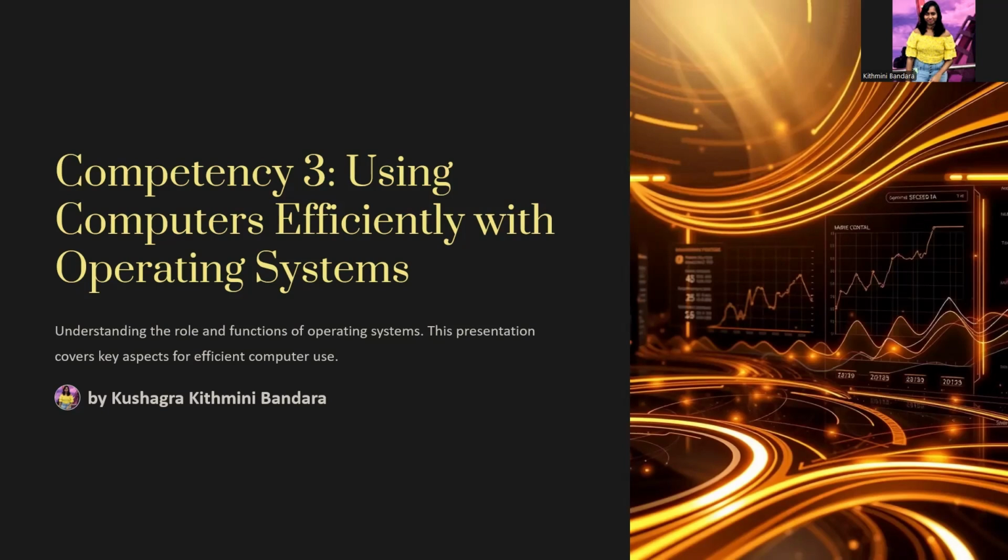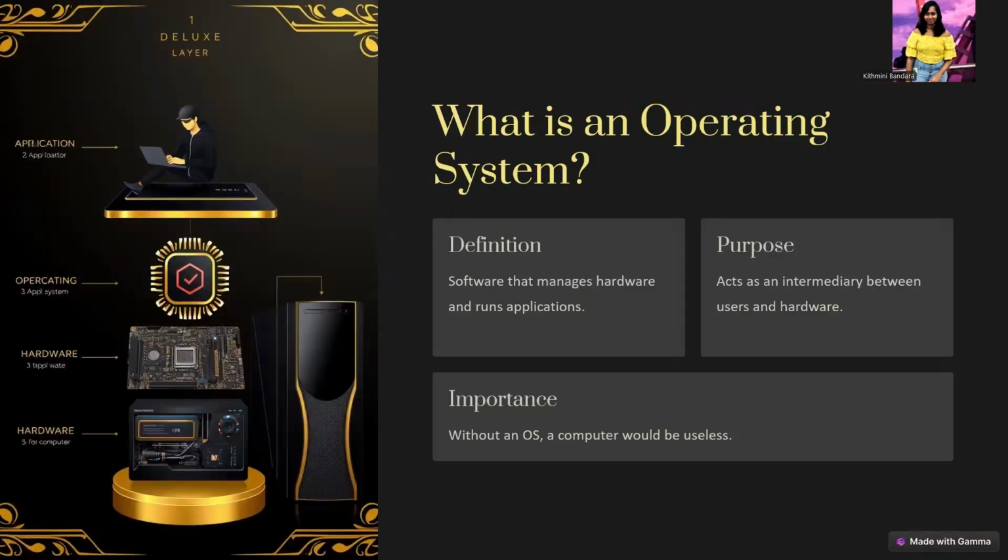Okay, then let's start with the basics. An operating system is a type of software that acts as the backbone of the computer. It manages the hardware, provides a user interface, and allows applications to run. Without an operating system, a computer would just be a collection of hardware components with no way to interact with them. Think of the operating system as the bridge between you and the computer's hardware.